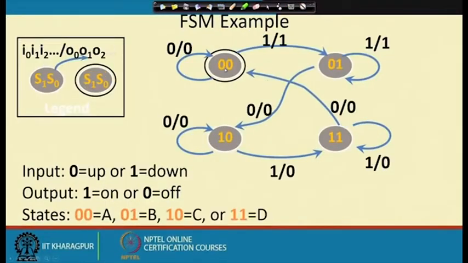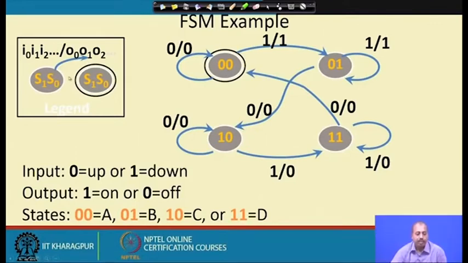This is a slightly more complex example where I have I0, I1, I2. There are 3 inputs, a larger number of inputs. Similarly, as I was saying, there may be more outputs also. So, if this is the input combination, this should be the output combination. That is the meaning of this labeling.